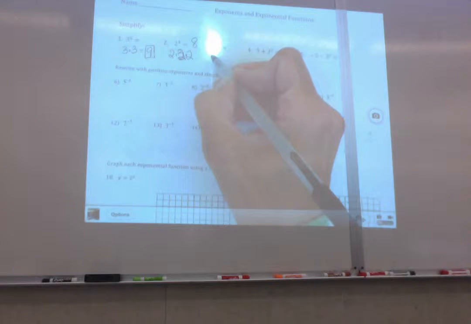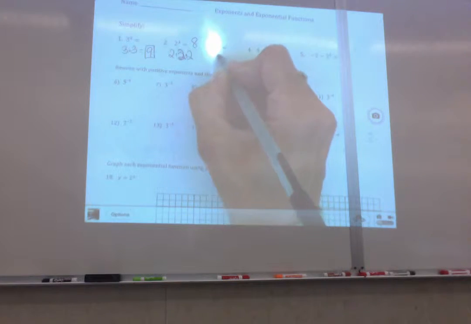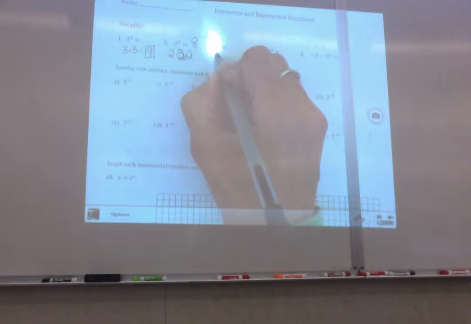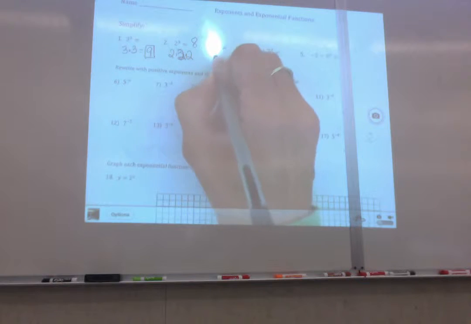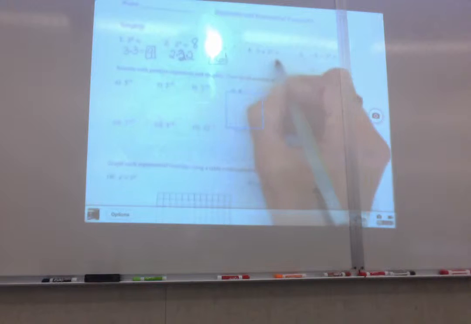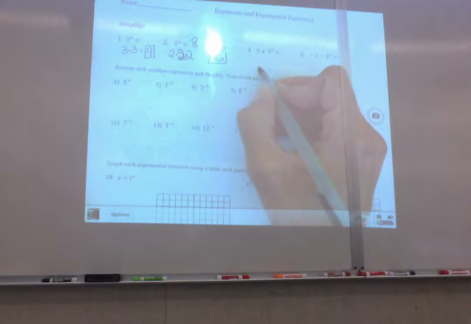Number 3, Christian, what do you get for an answer in number 3? 16. I read the wrong one. That's not 3.4, that's 1. Okay, so you read it as a decimal, that's fine. So 4 times 4 is 16, and now he sees. Okay, it gets a little more complicated in number 4.